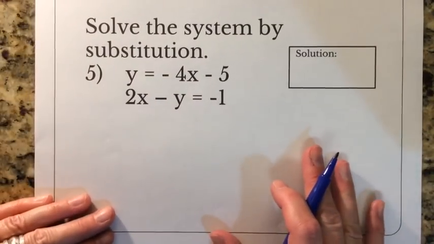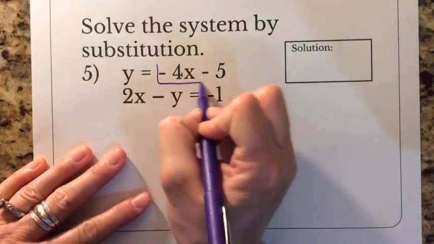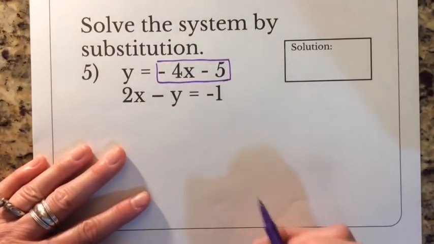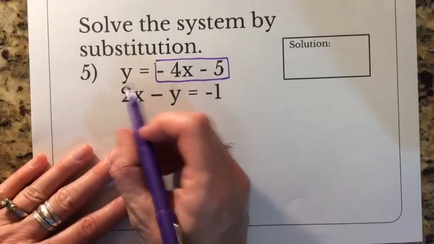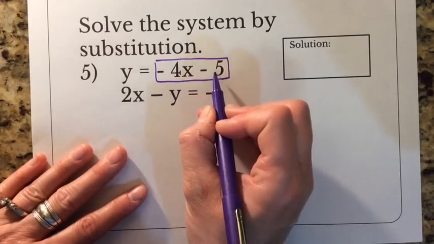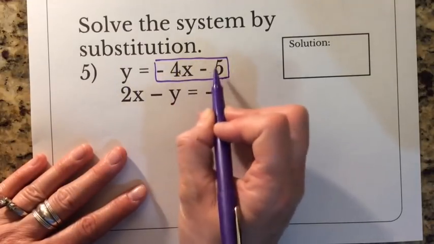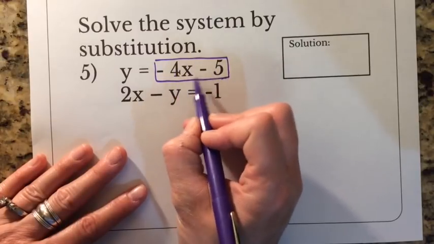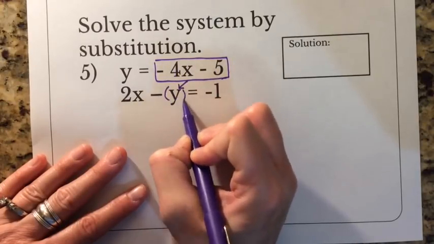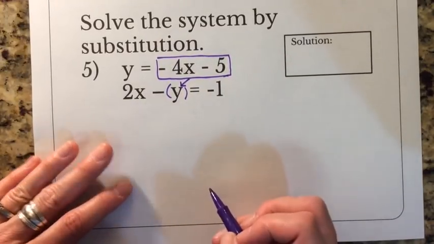Let's try number 5. All right, here's 5. See if you can box the package. How'd you do? All right. This linear equation says y equals negative 4x minus 5. So since y is equal to negative 4x minus 5, I should be able to take the negative 4x minus 5 and replace it into the other equation for y, because y is negative 4x minus 5.